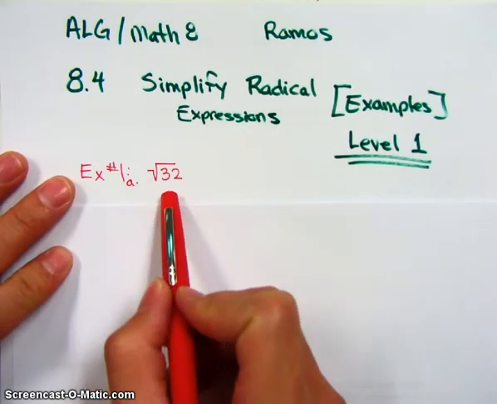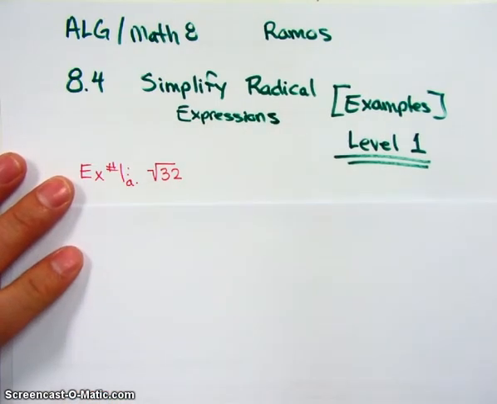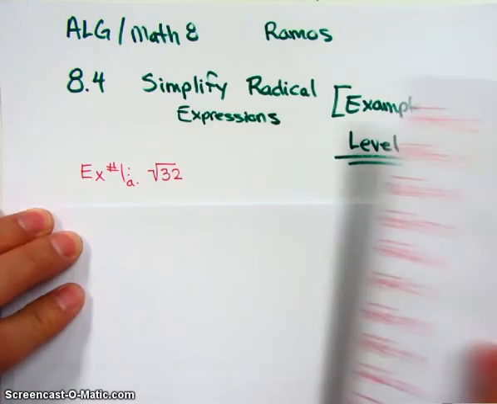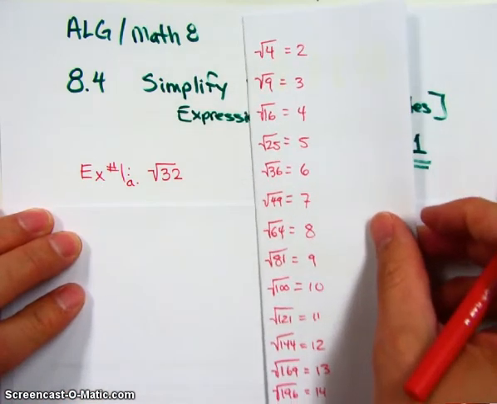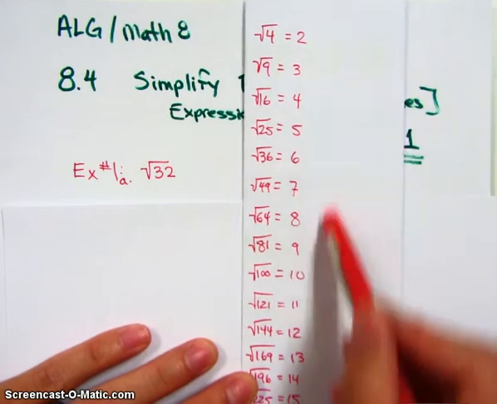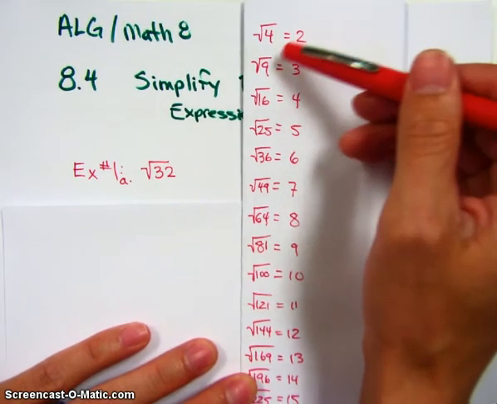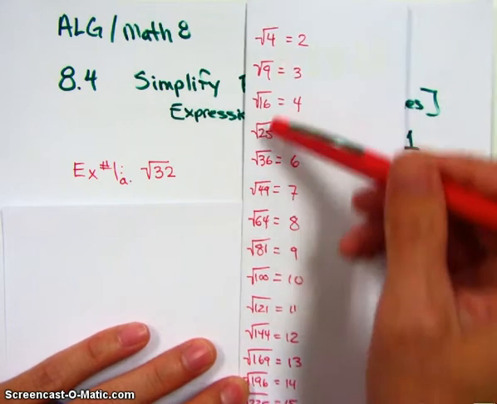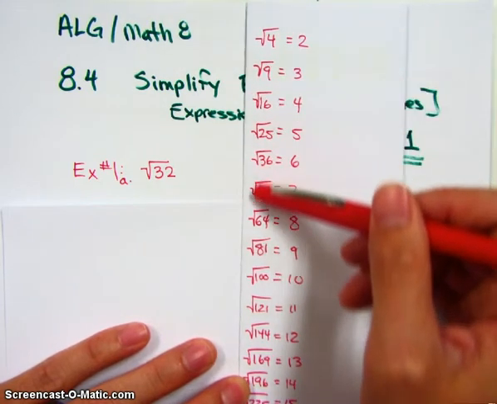All right, so I'm going to start with this. If I have the square root of 32, first thing I ask myself is, what are the factors? How can I break this up where I can find one of my perfect squares? So I have a list of my perfect squares. These you should have memorized. 4, 9, 16, 25, 36, all the way up to 225. And for the most part, you're probably going to just use these top ones.